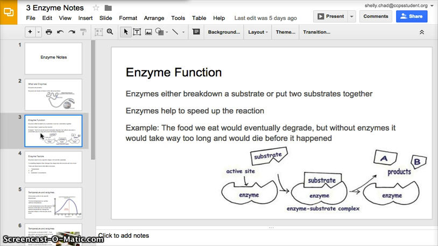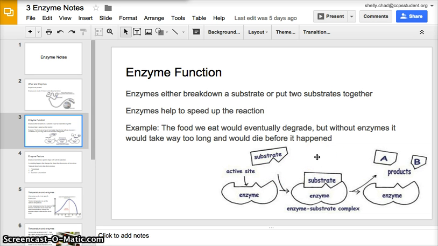Well, if they're enzymes in our stomach, they'll digest things and break them apart, or they'll put two things together. So they can also take these products and put them together to make something. Like if we're building up muscle, they'll build up our proteins and make muscles. And what they do in this situation is they actually help speed up this reaction that would normally occur.